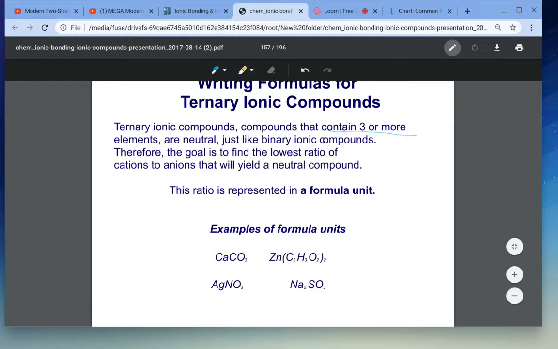And so just like the goal was before, we want to find the lowest ratio of cations to anions that yield a neutral compound. How do we do this? In our formula unit, previously, if we had like a subscript of a 2 and a 4, we would simplify that, right? Okay, so we're going to do the same thing here. Let's just look at some formula units here. This is calcium. We have calcium carbonate here, zinc acetate, silver nitrate, and this is sodium sulfate.